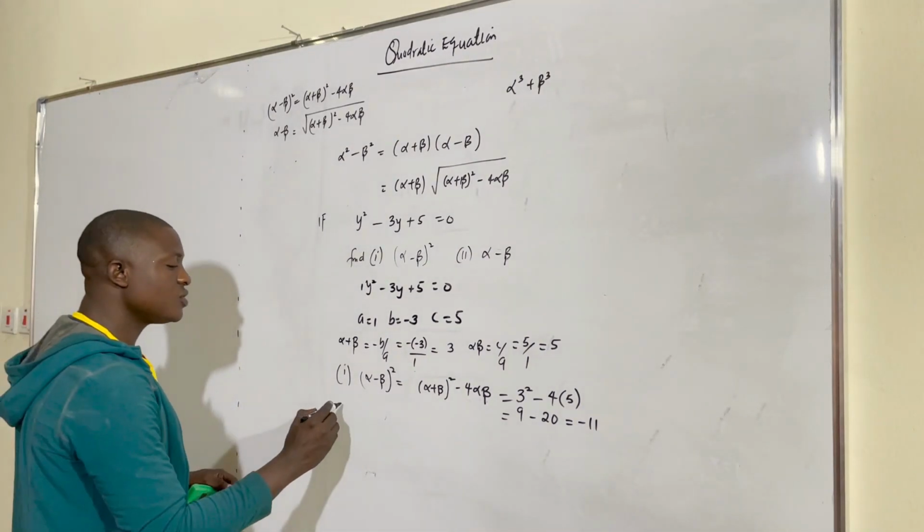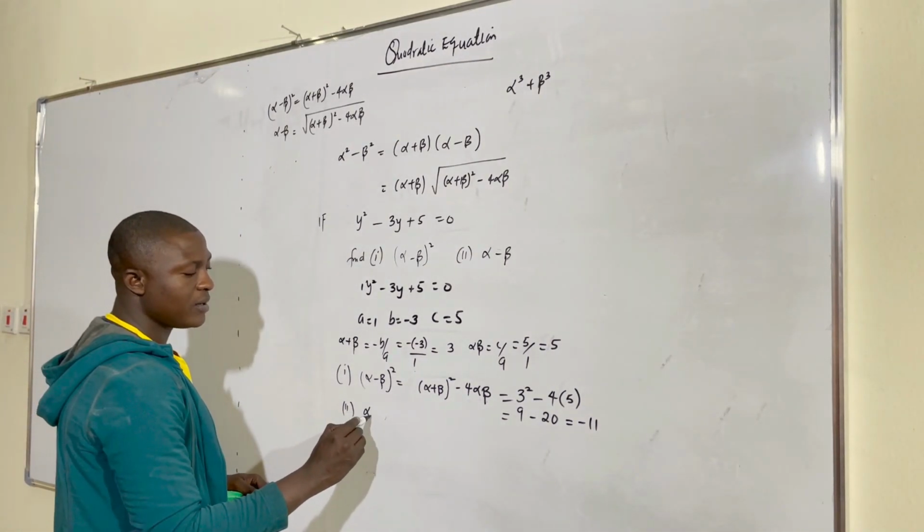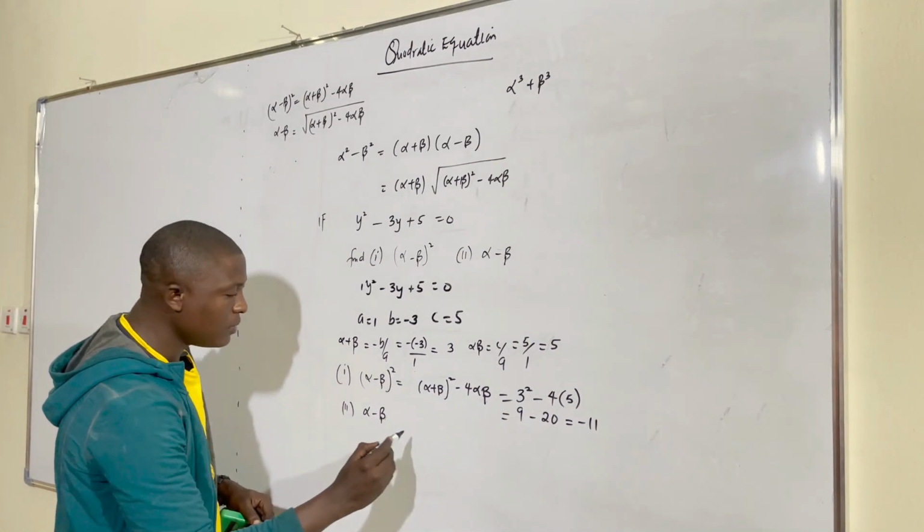Now, the next question: we have to find alpha minus beta. It's just like we want to square root this value, but let me make it easier.